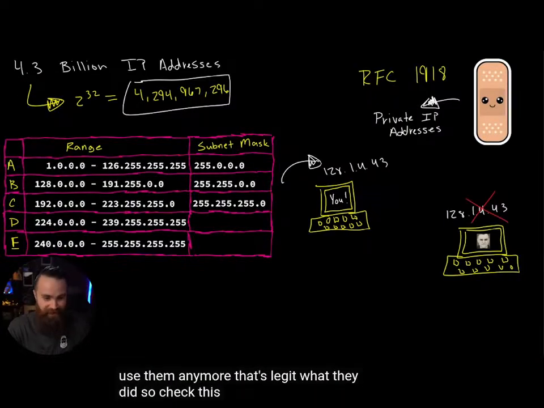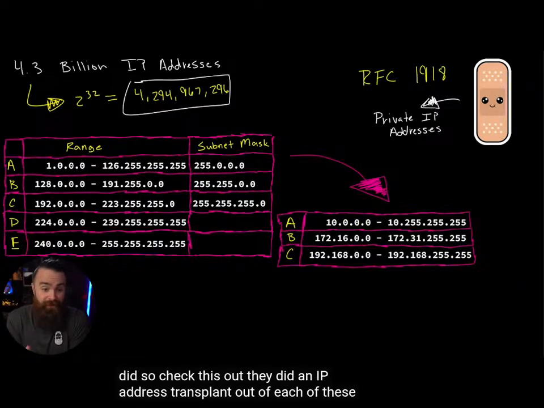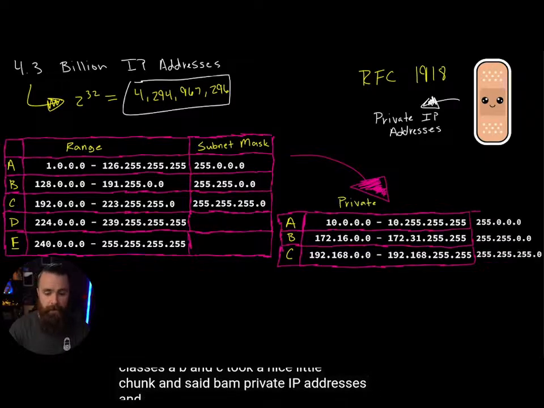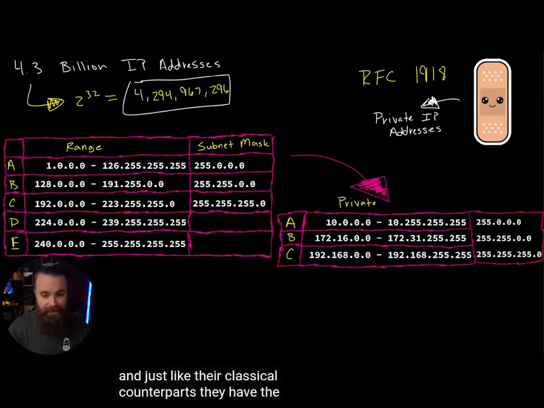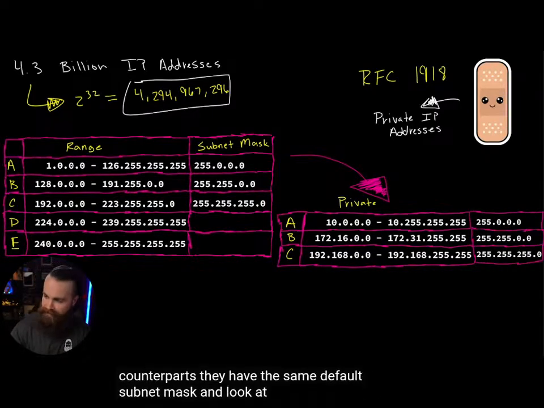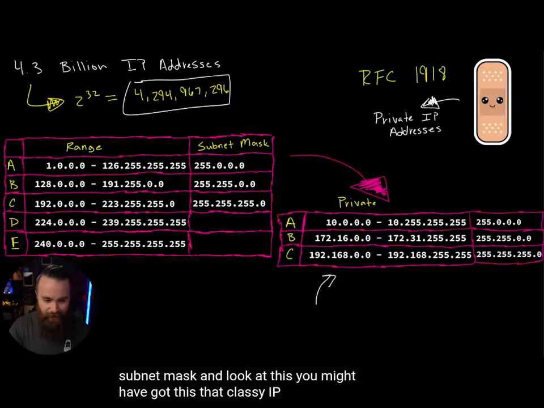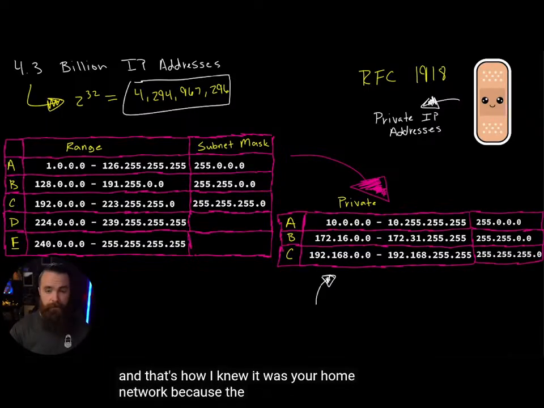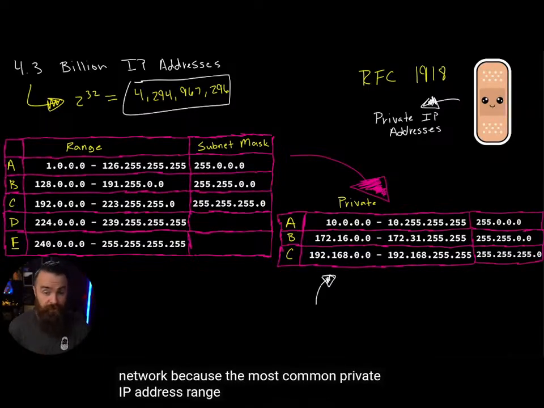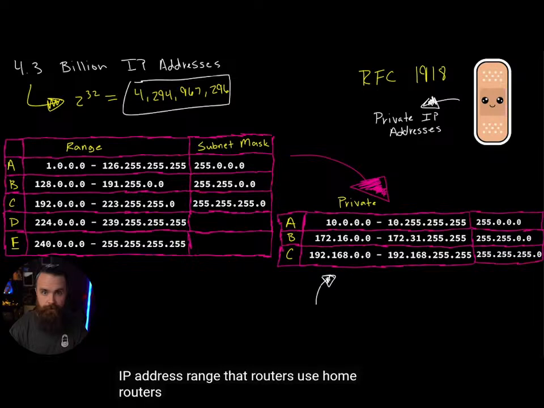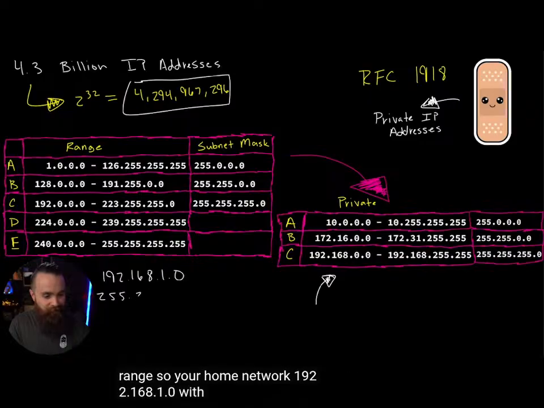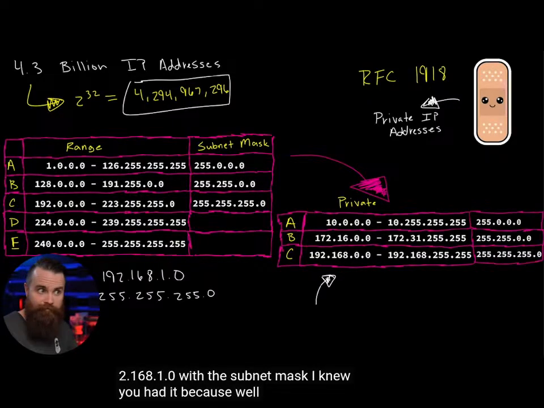That's legit what they did, so check this out. They did an IP address transplant out of each of these classes, A, B, and C. Took a nice little chunk and said, bam, private IP addresses. And just like their classical counterparts, they have the same default subnet mask. And look at this, you might have caught this. That Class C IP address range might look kind of familiar, right? And that's how I knew it was your home network, because the most common private IP address range that home routers use is 192.168, a Class C IP address range. So your home network, 192.168.1.0, with this subnet mask. I knew you had it because, well, everyone has it.